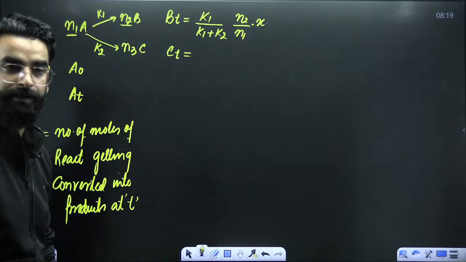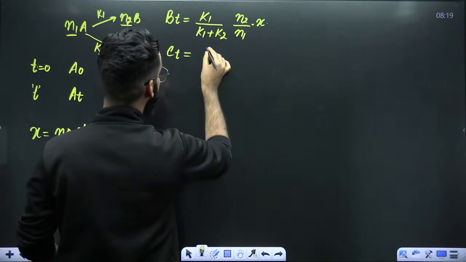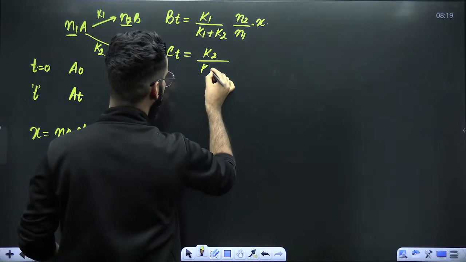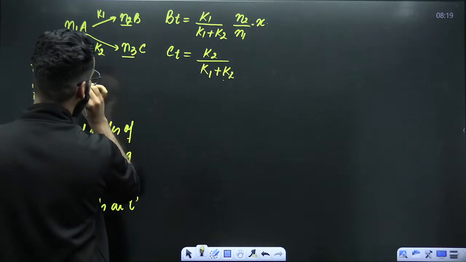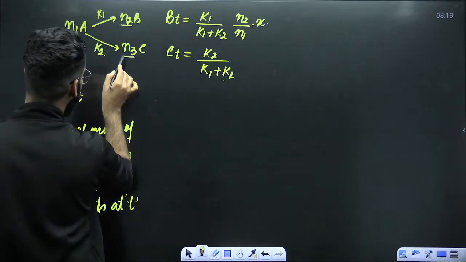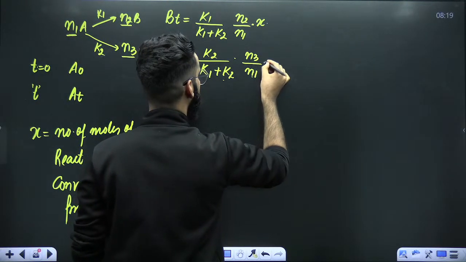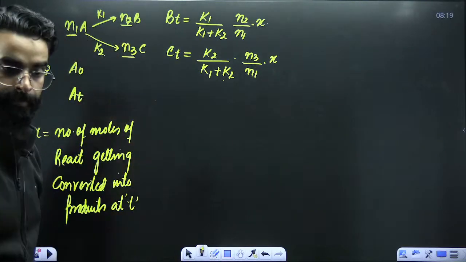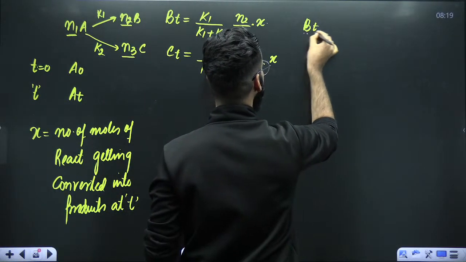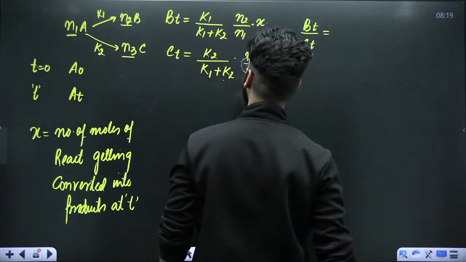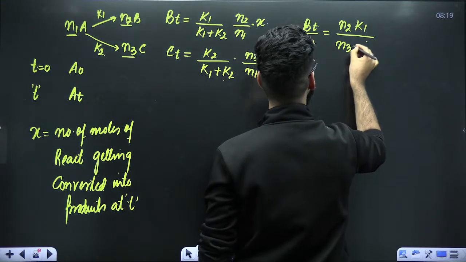Similarly, moles of C which have got formed at time t. Start with K2, so K2 divided by K1 plus K2. Now use the stoichiometry. N1 moles are giving N3 moles. So 1 mole gives N3 divided by N1. So X moles are going to give us N3 divided by N1 multiplied by X. Right? Okay. Now at the same time, if you divide them up, moles of B at time t divided by moles of C at time t, what will I be getting? I'll be getting N2 times K1 divided by N3 times K2.